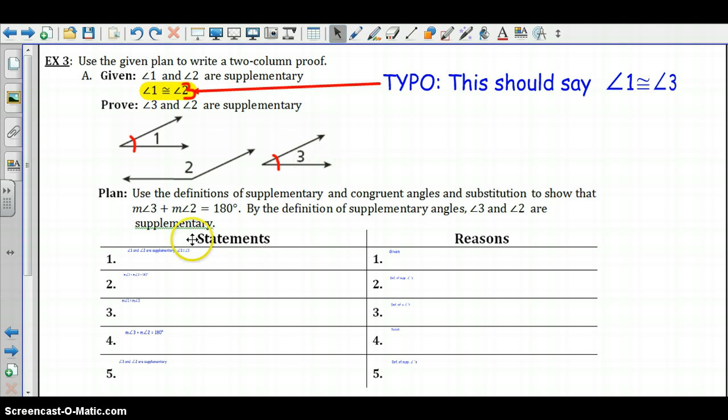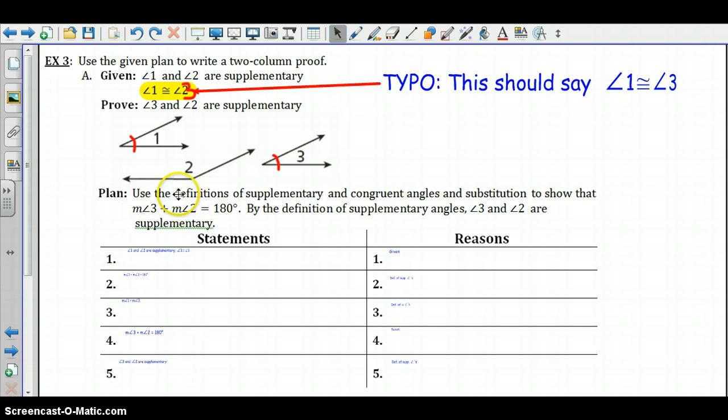So here's what we're going to do. We're going to use the definitions of supplementary and congruent angles and substitution to show that the measure of angle 3 plus the measure of angle 2 equals 180. That statement covers a lot. In fact, it covers the first 4 steps of the proof. So we can conclude by definition of supplementary angles, 3 and 2 are supplementary, and that's the last step.